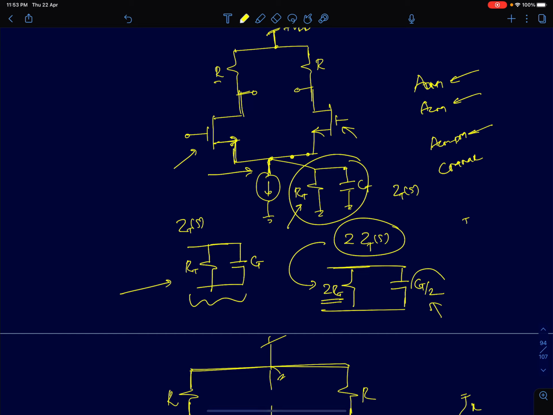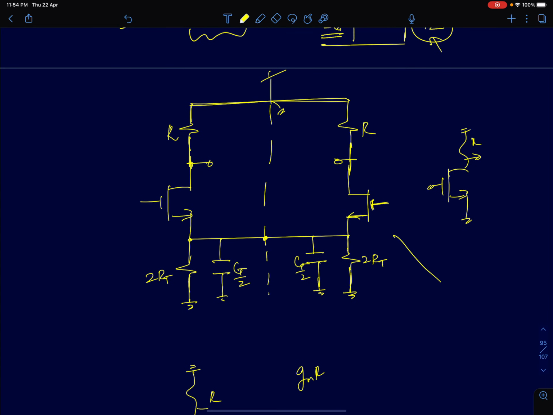Because your impedance is twice, the capacitance is half; the impedance of a capacitance is 1/(sC_T). So if I want to multiply the impedance by 2, then I have to divide the capacitance value by 2. Using that, what is shown here is the same differential pair drawn in such a way that I can draw this axis of symmetry, around which the circuit is symmetric.